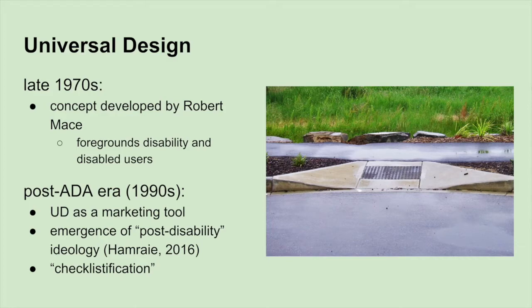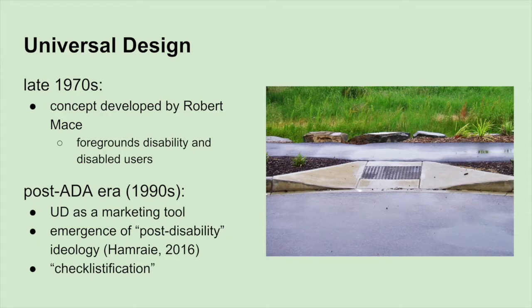Some background. Universal design was a concept developed by Robert Mace, a disabled architect, in the 1970s. It strived to create spaces that were accessible to disabled people from the get-go, rather than with temporary retrofits. It initially foregrounded disability and disabled users, and it wasn't presented as a checklist of accessibility features, but as a process, a verb, a way of doing design.